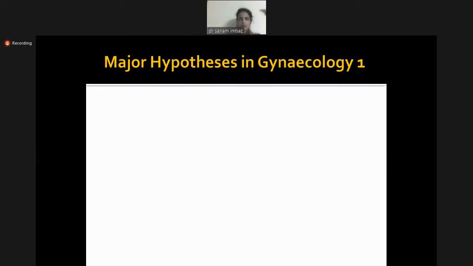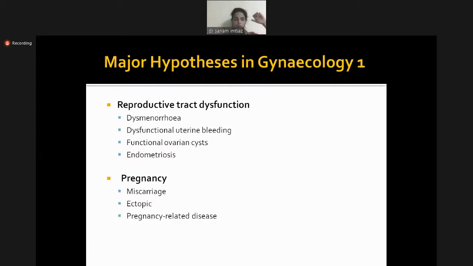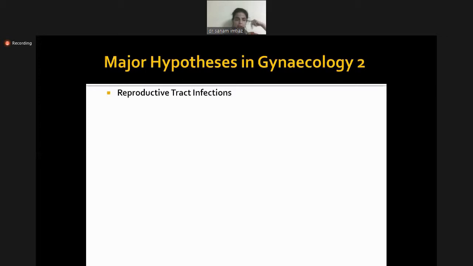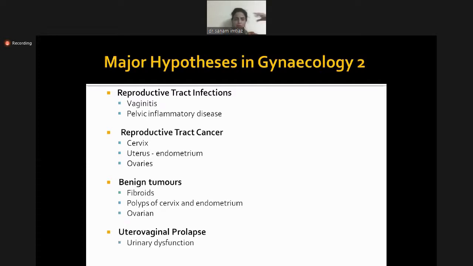So if you say major hypothesis in gynecology, it's basically what are the most common differentials that you'd have in your mind. It can be reproductive tract dysfunction like dysmenorrhea, dysfunctional uterine bleeding, functional ovarian cysts, endometriosis, pregnancy. If it's related to pregnancy, could be a miscarriage, an ectopic, or any other pregnancy-related diseases. Could be reproductive tract infections like vaginitis, PID; reproductive tract cancer like cervix, uterus, ovaries; benign tumors like fibroids, polyps, cervical, ovarian; or prolapse like UV prolapse. And UV prolapse can present with urinary and bowel dysfunction.